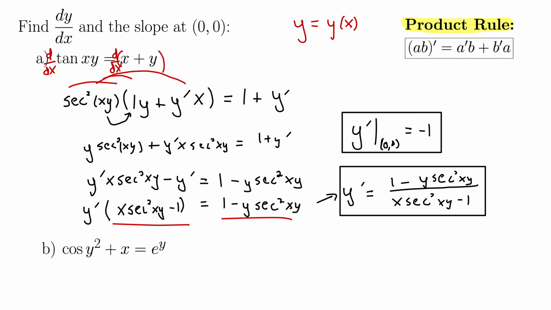Okay, moving on to part B, we have cos y squared plus x equals e to the y. So if you can follow what happened in part A, I would venture that you'll be able to do part B. So pause the video, try that out, see how it goes.